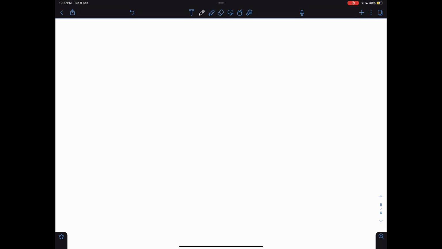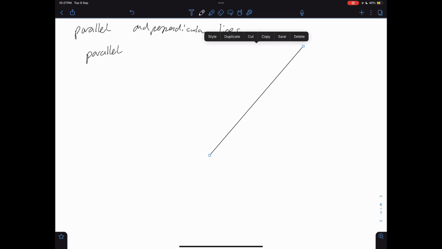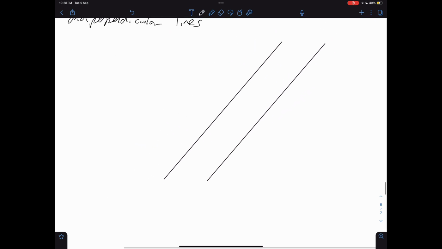So now we'll be moving on to parallel and perpendicular lines. And we'll start with parallel. Parallel lines either meet at all points or they never meet at all. But notice how I've drawn some parallel lines here. What do you think might be the relationship between the two?